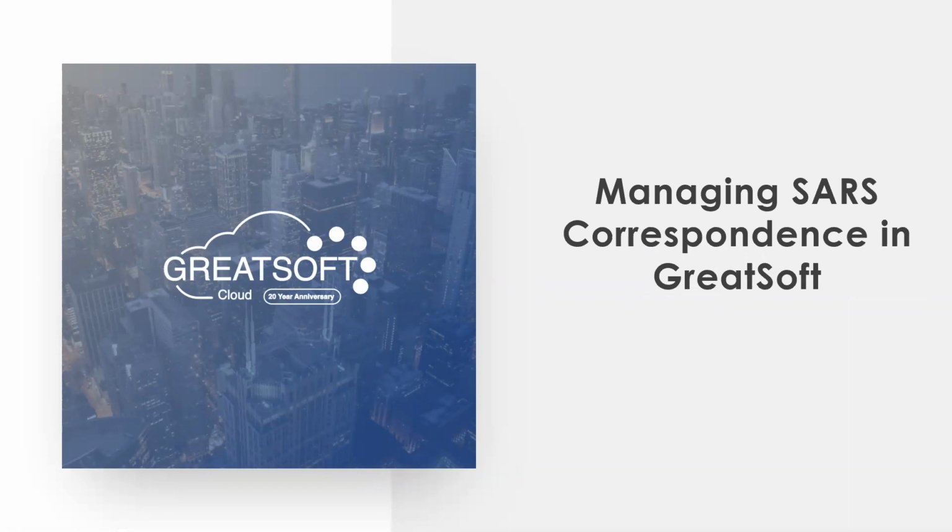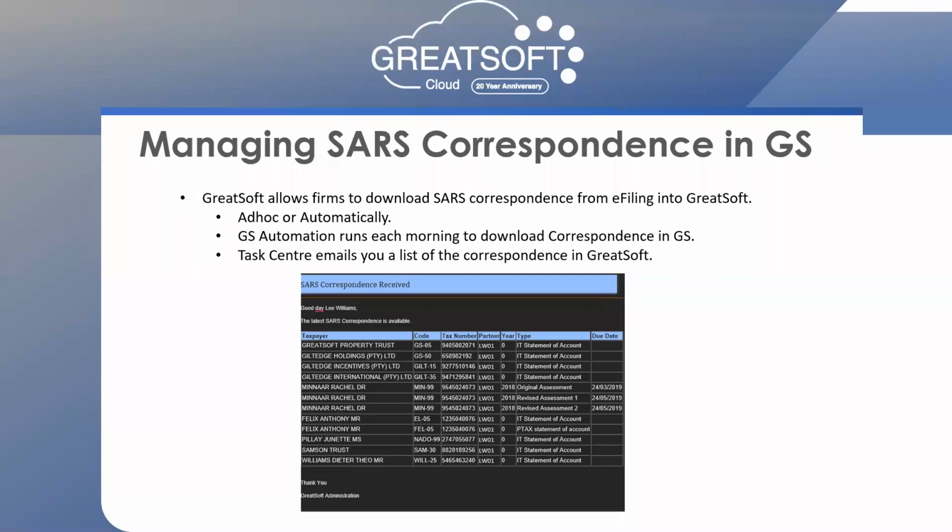So that leads me to showing you guys how we can manage SARS correspondence in GreatSoft. And there's a couple of ways to do this. The main way is that you can download correspondence from SARS. This can be done in a multitude of ways. You can download correspondence by date range, or by year. What this will do is poll SARS e-filing, and it will retrieve any documents given the date range or for the tax year for the taxpayers that you've selected.